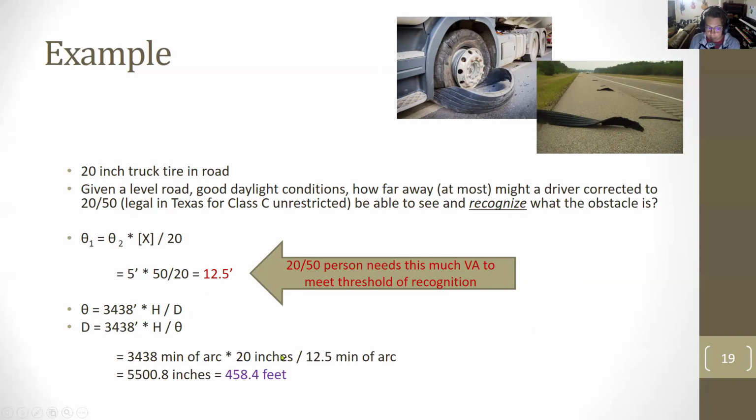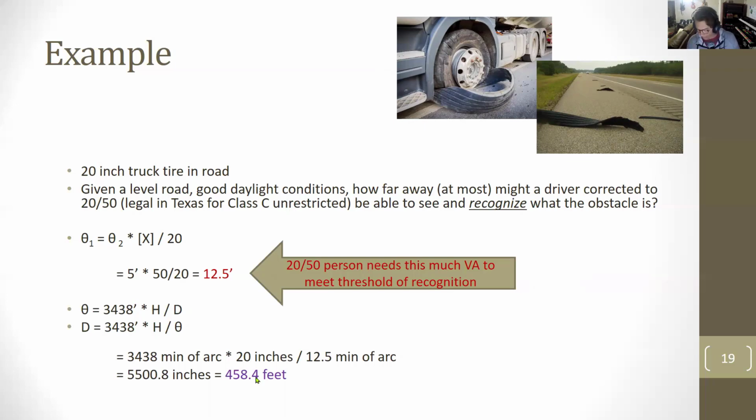So plugging it all in, using our proper units now, I get 5,500 inches. I divide that by 12. I get 458.4 feet. So that is the answer to this problem, this example. At about 460 feet away, that will be when our driver, who has at least 20/50 acuity, that is the minimum distance at which they should be able to see and recognize that this object is a tire. It's a busted tire in the road.